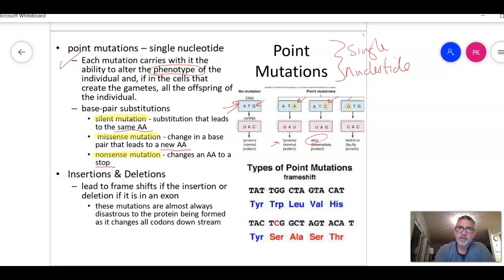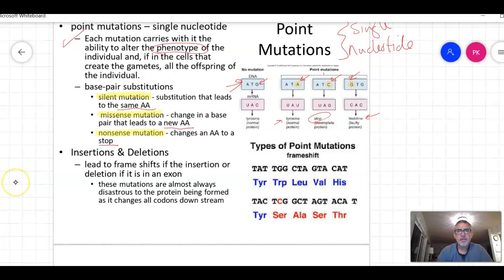And the third one, the original A got changed to a G. Because of that, I got histidine, right? And I'll get a faulty program because the protein won't fold correctly, right? So that is a missense mutation, right? Changes to a new amino acid. So make sure you know the 3 different types.